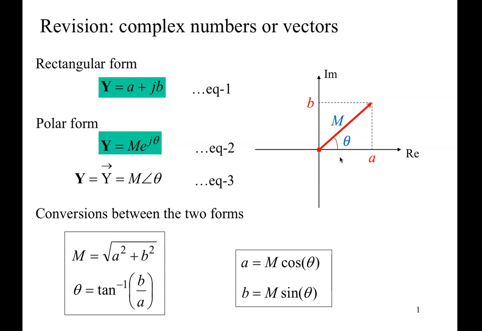So you need to really get yourself familiar with this kind of conversion at the bottom of this slide. So this is from rectangular form to polar form. This is from polar form to rectangular form. When you see a vector, you need to be able to visualize it in the complex plane. So it makes life a lot easier for us. Okay.